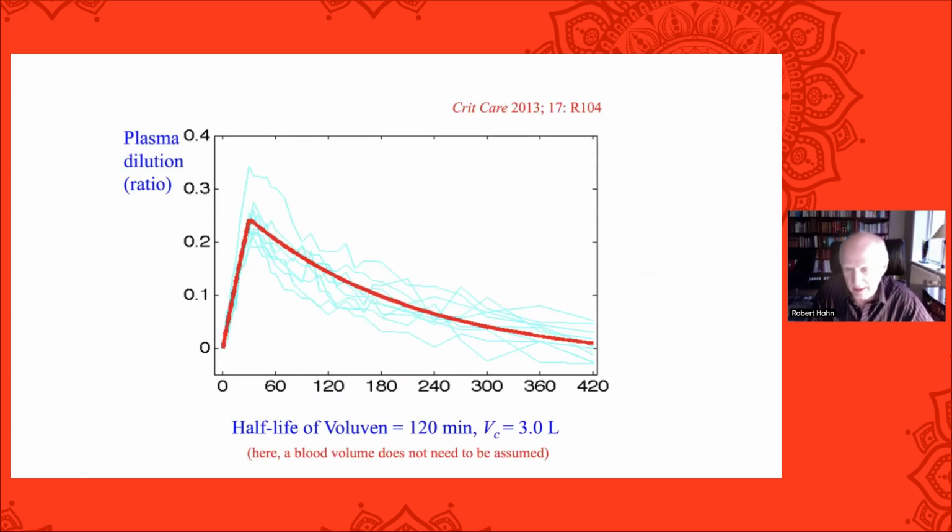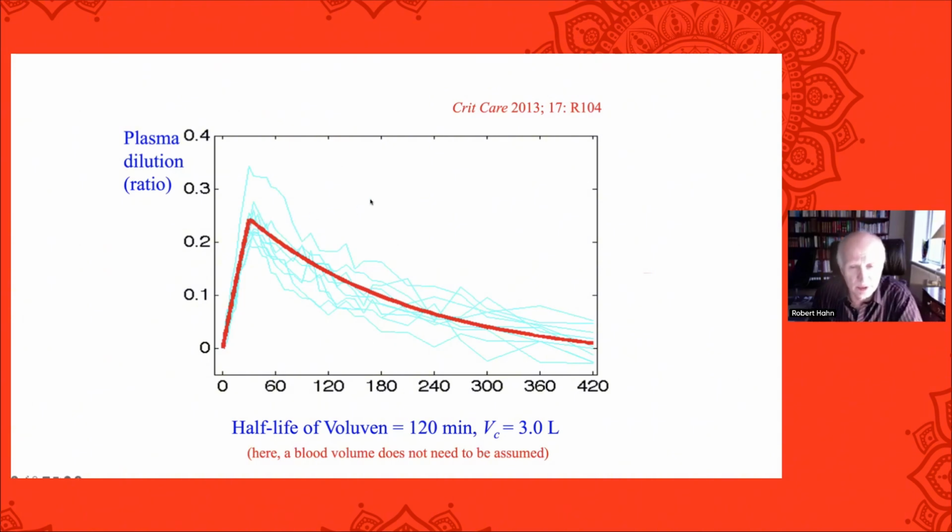If we calculate the plasma dilution, here is one example in 10 volunteers who have received 10 milliliters per kilo, so about 800 milliliters of volume, as you know, we call it. And we measure it in the individual cases. Here the thin lines, and we have a model average line. They receive it over 30 minutes.